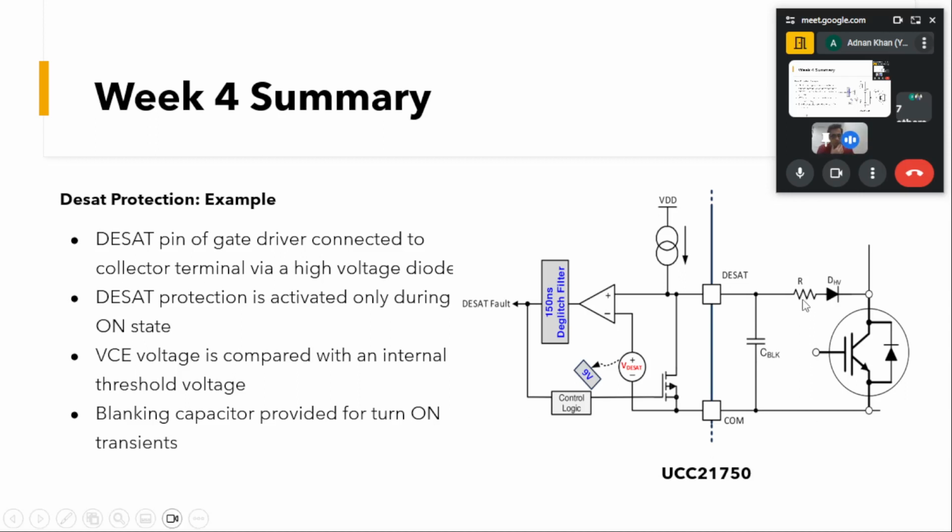Usually, when you have a gate driver, we have this DSAT pin given. The only external circuitry that we have to add is this blanking capacitor, resistors and diode that we can choose as per our need, depending on the ratings and the turn on time of this device. Accordingly we can choose these blanking capacitor, resistors and diodes. This was about the DSAT protection, a way to have overcurrent protection in our device, and this means of protection is very fast.